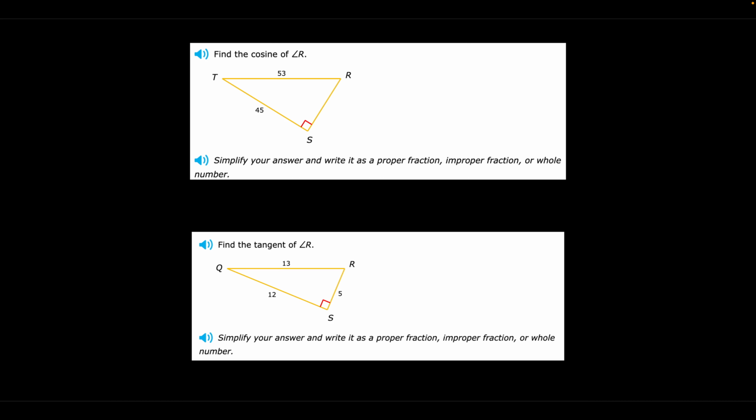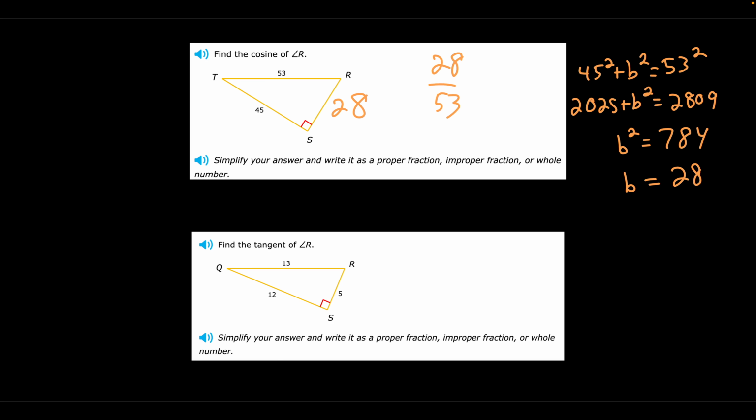Okay, now that you've had time to work these problems, let's check your solutions. For the first problem here is the work. You had to do the Pythagorean theorem. You should have gotten 28 over 53. And for the second problem, you should have gotten 12 over 13.